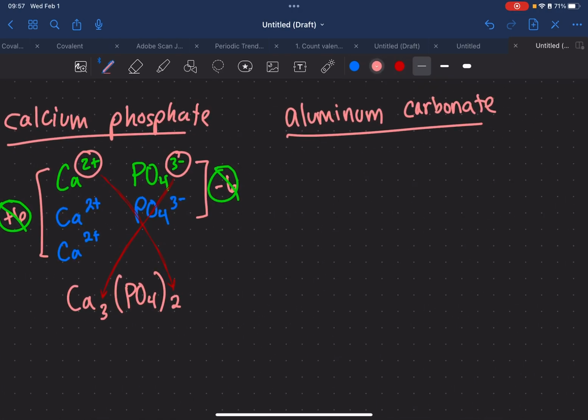Let's do aluminum carbonate now. Aluminum is Al, and it's got a 3+ charge. Carbonate is CO3, and the whole thing, the carbonate, has a 2- charge, a -2 charge. Here you can see we can do the crisscross thing right away, and we can figure out that I need 2 aluminum ions and I need 3 carbonate ions. So I need to put this in parentheses like that, and there's my answer, Al2(CO3)3.